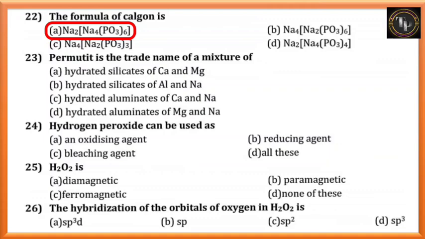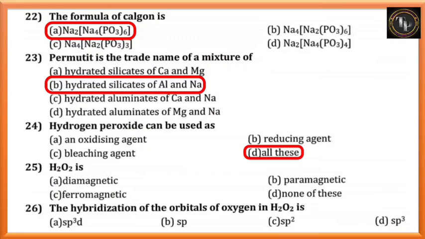Formula of Calgon: Na2[Na4(PO3)6]. Permutite is a trade name of a mixture of hydrated silicates of aluminium and sodium. Hydrogen peroxide can be used as an oxidizing agent, bleaching agent, and reducing agent, in all the cases. H2O2 is diamagnetic. The hybridization of the orbitals of oxygen in H2O2 is sp3.